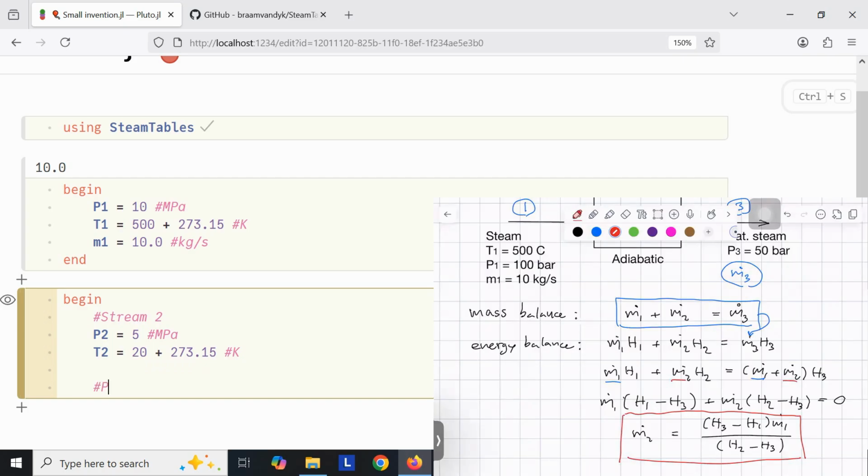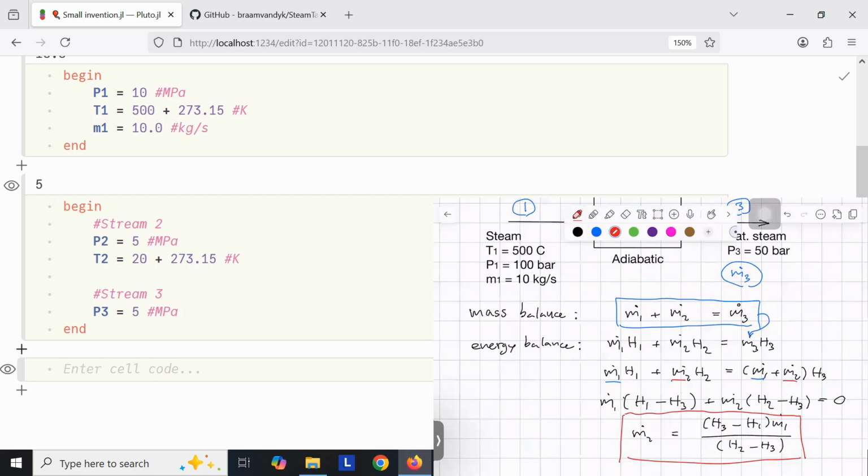For stream 3, we have pressure P3 equal to 5 megapascal. Okay, and that's it. That's what we know. So we can put an end to the block and hit Control Enter to get a new cell.